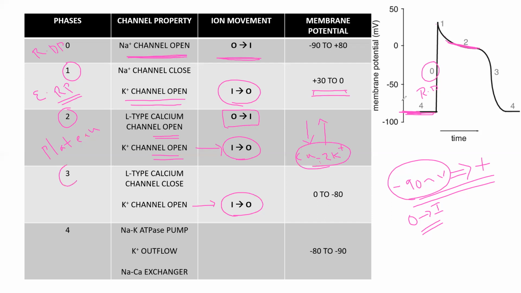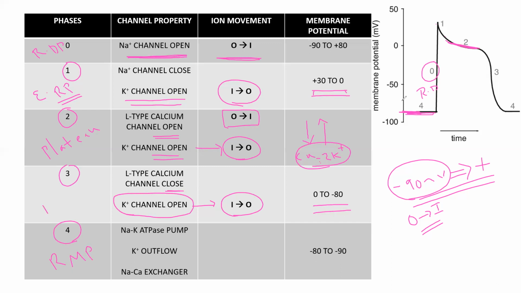Coming to phase 3, here the L-type calcium channel closes and the potassium channel remains open. So ions move from inside to outside, and from 0 it comes to minus 80. And phase 4 is the resting membrane potential.